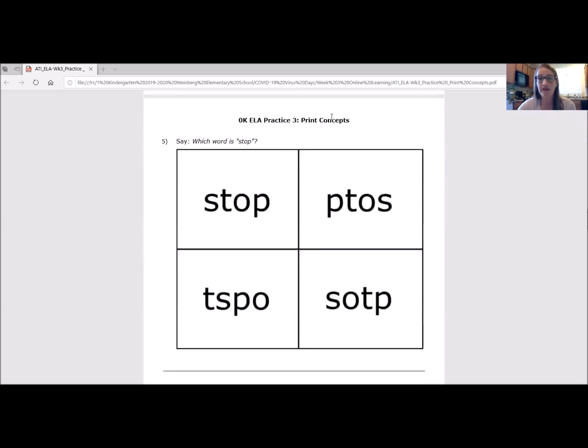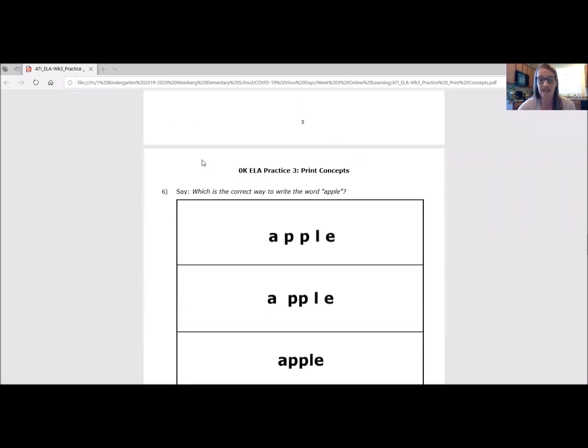Number 5. They want you to show which way to spell the word stop. Now listen to the sounds in stop. Stop. So is it word 1, 2, 3, or 4? Good job. Word 1. It has all the sounds in the correct order that I need for stop. Good job. All right, on to number 6.